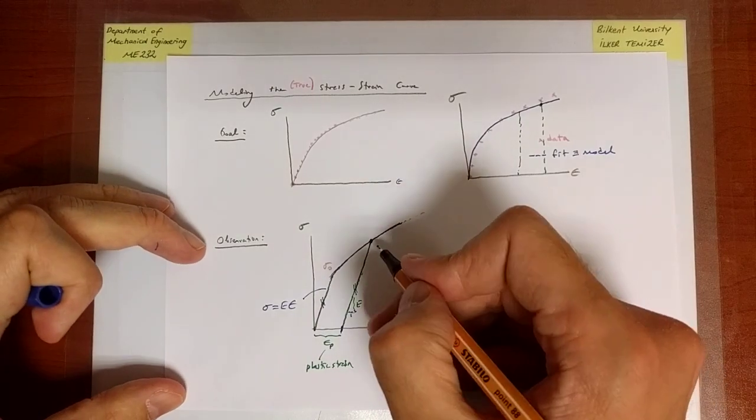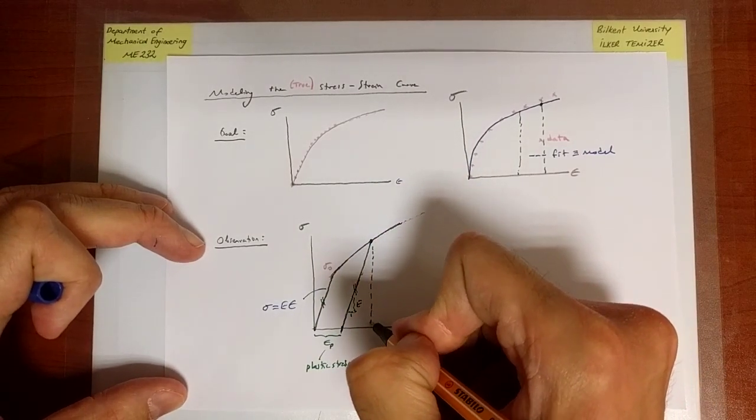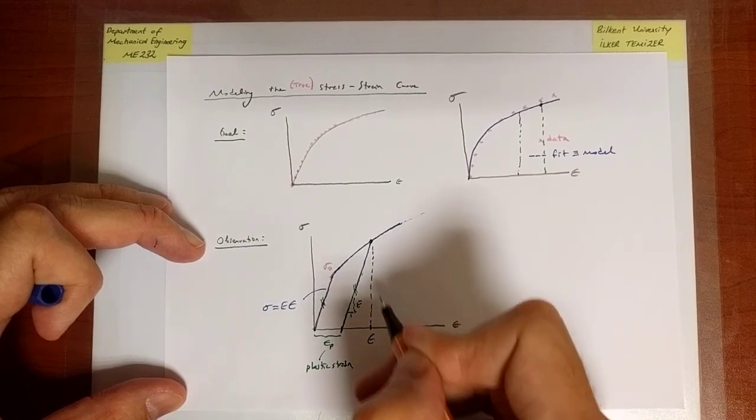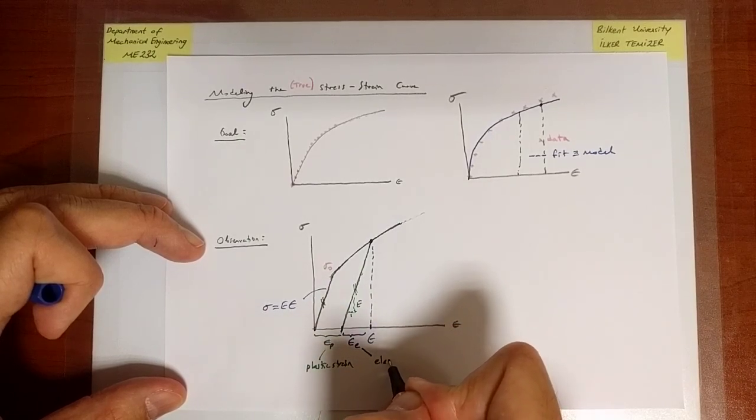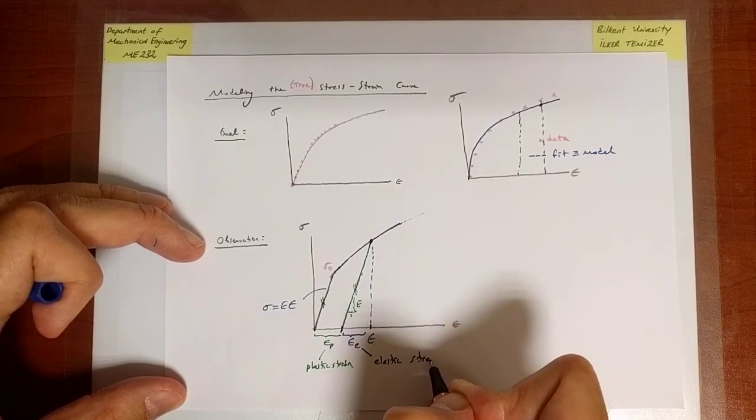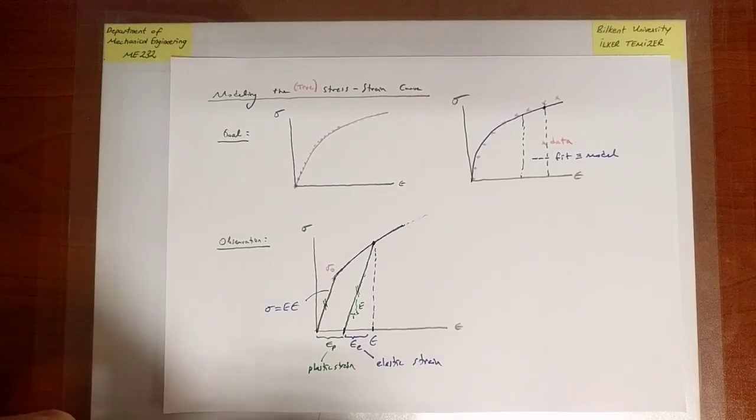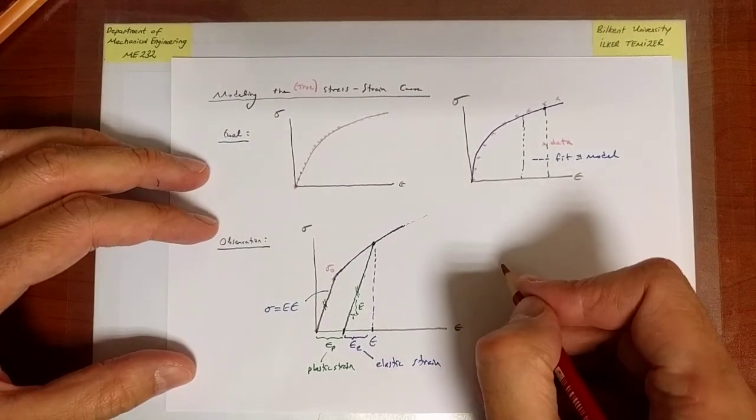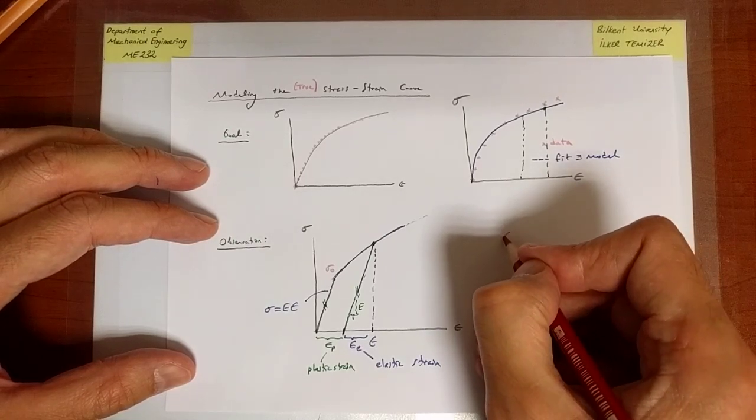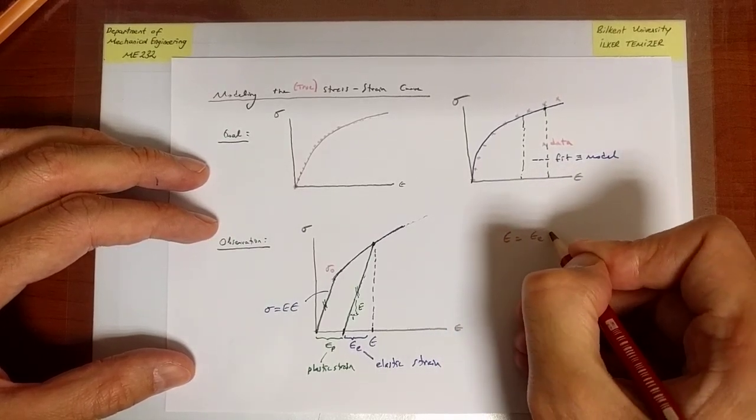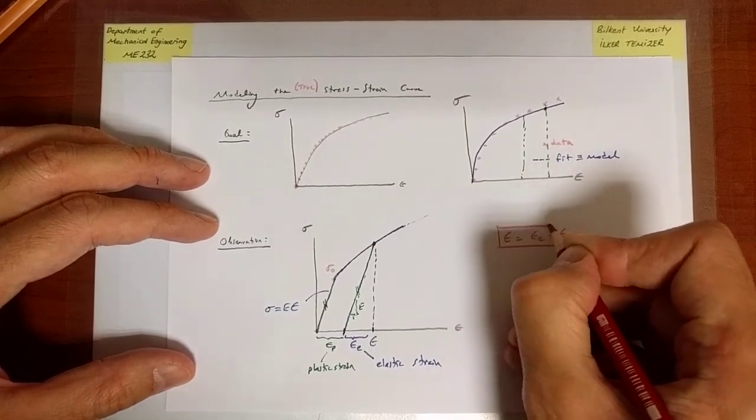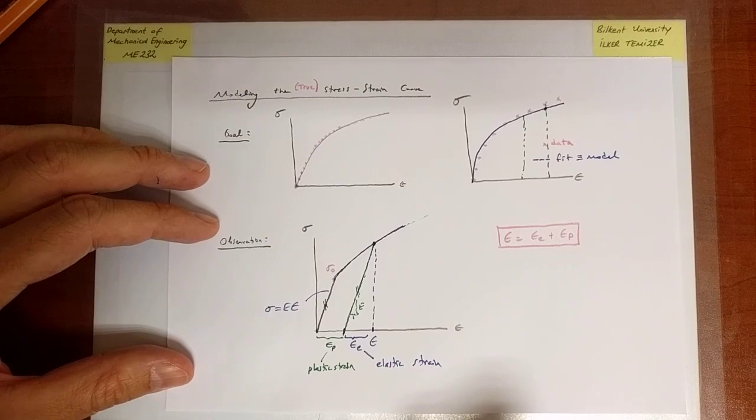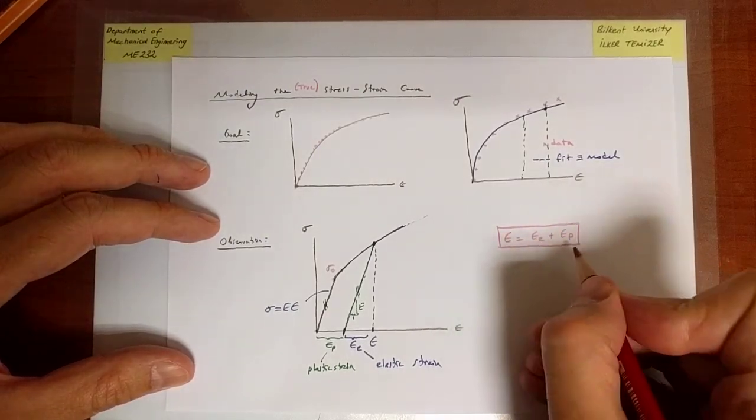Now, what I can realize is that at that point, the total strain is epsilon. So when I unload, some portion of the deformation has been recovered, and that is the elastic strain. And therefore, I have an important piece of information. The total strain is the sum of the elastic and plastic portions. Okay. This is always true.